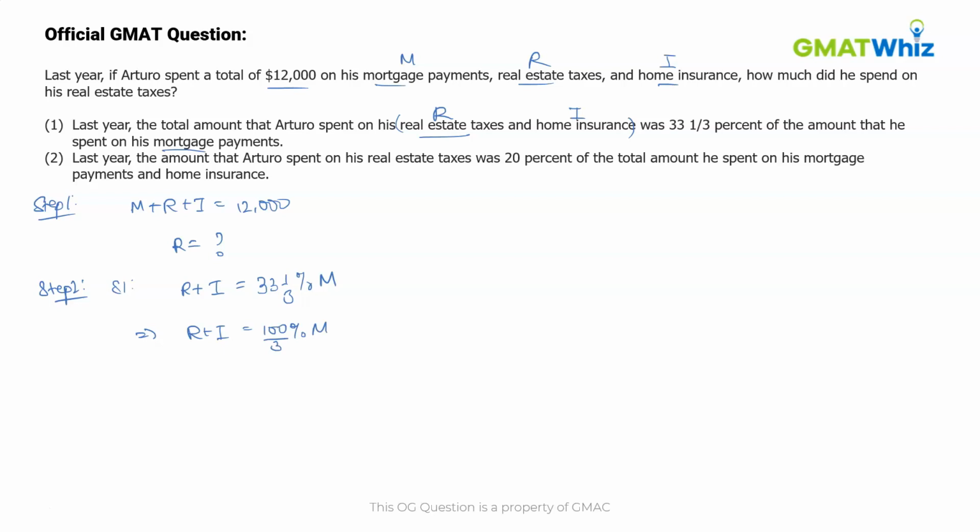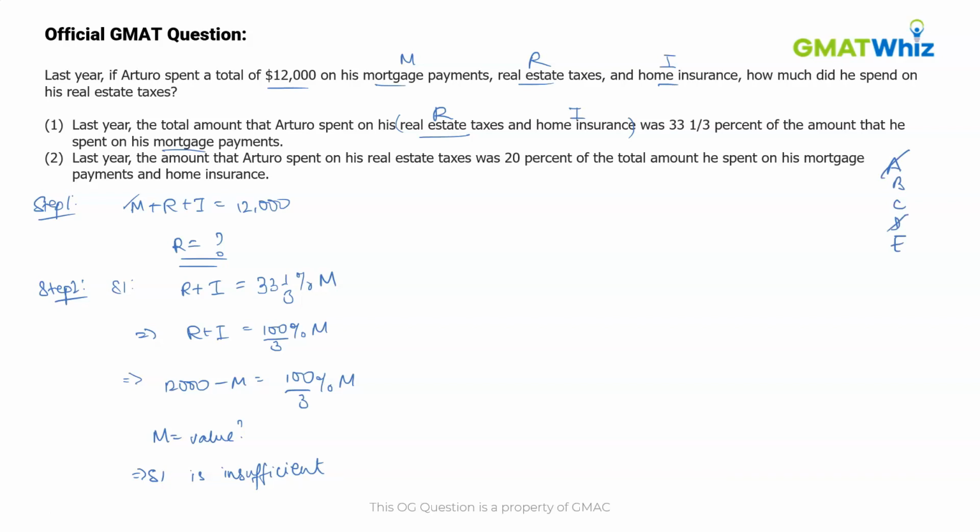Now some of you might make the mistake of seeing R plus I and substituting it as 12,000 minus M, which is equal to 100/3% of M, and then mark the wrong answer. This equation gives us the value of M, but we have to find the value of R, which is required. So statement 1 is insufficient. Hence from the given options A, B, C, D, E, we can eliminate options A and D.